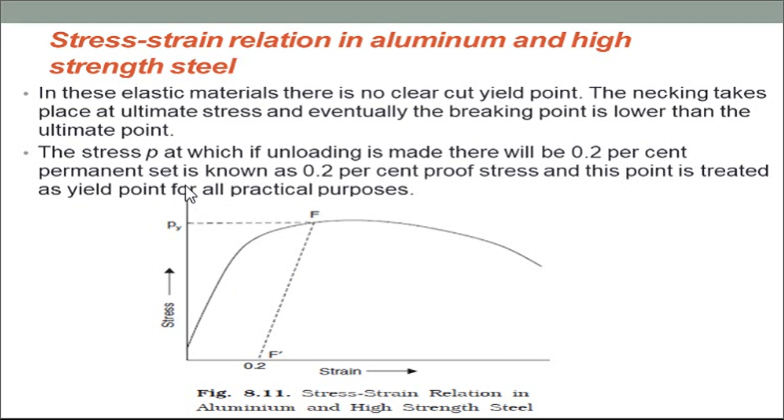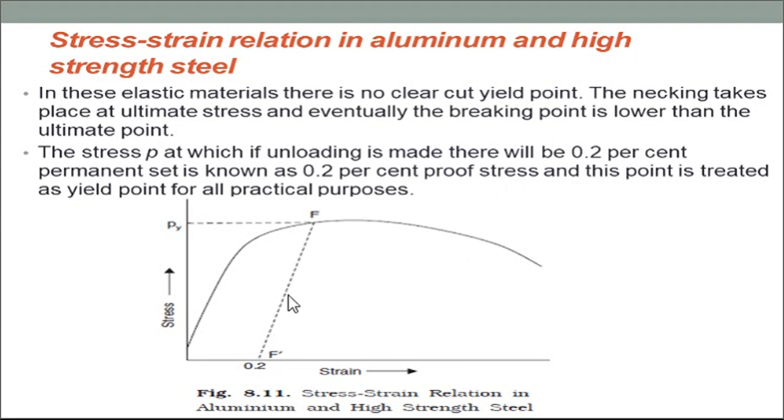Suppose you take the stress P at which unloading is made; there will be a 0.2% permanent strain. If you take the stress P and unloading is made, you will get a permanent strain of 0.2%. If you join that point, the stress and that 0.2% strain, onto the graph, it is called the yield point. You can take this point F, this is the yield point. This is known as 0.2% proof stress, and this point is treated as the yield point for all practical purposes. Understood? For this yield point, we get the stress P at which there is a 0.2% permanent set, or a strain of 0.2%.